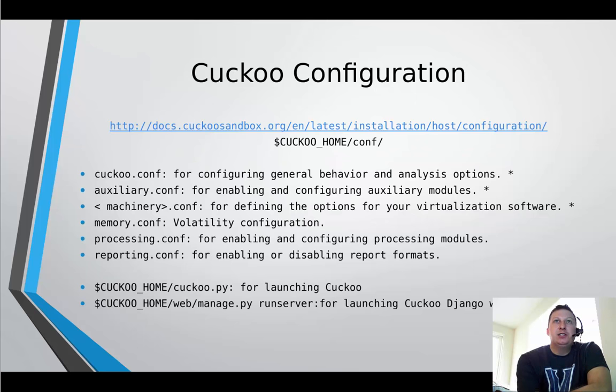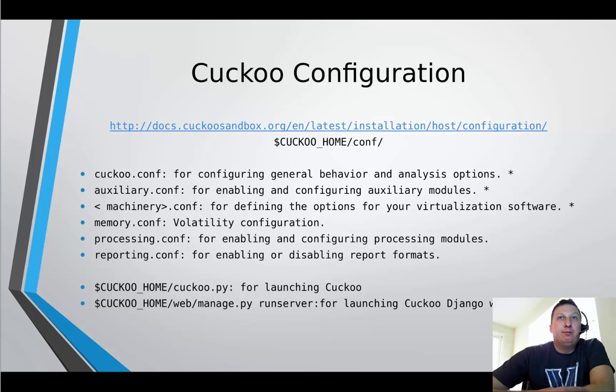And the Cuckoo configuration, again, these are defined in the Cuckoo Sandbox documentation files. These are located in your Cuckoo home slash conf directory. There are three files that you are required to make adjustments to: the cuckoo.conf, the auxiliary.conf, and the machinery.conf. The cuckoo.conf specifies the behavior, the type of virtualization tool you're using, and any other things that are required just on the main configuration side.